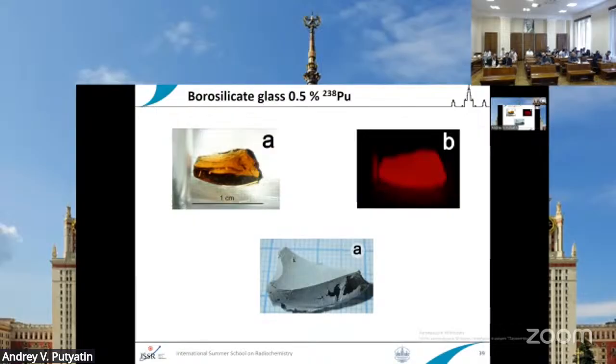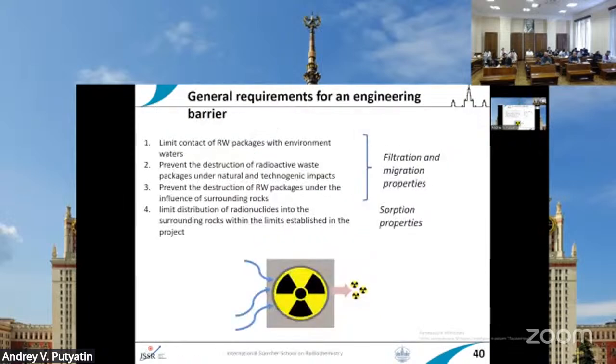So this red color is the self-glowing of this material in the dark. And it is the same material after the leaching test at 90 degrees Celsius in water. There is again the formation of some surface layers, but the bulk material again was quite stable. It was a glassy, amorphous material, with only some surface modification of the glass.